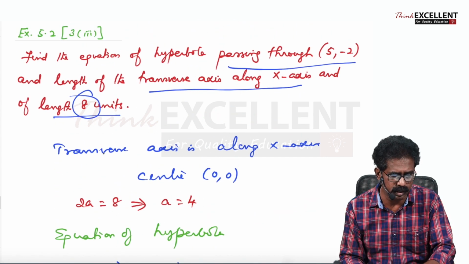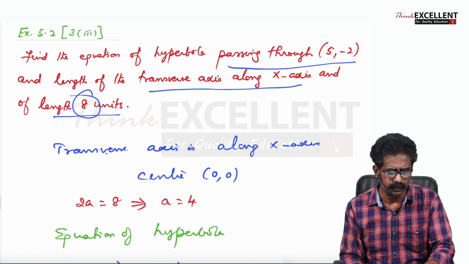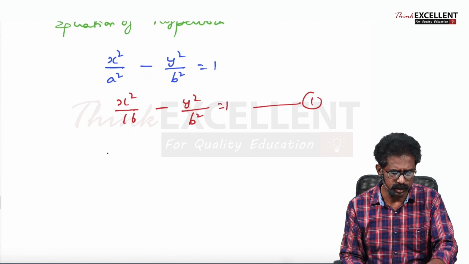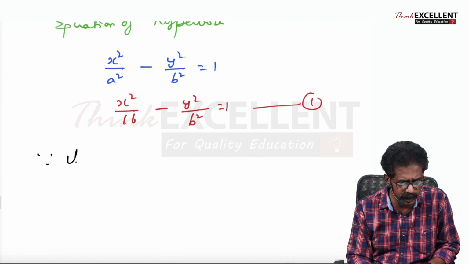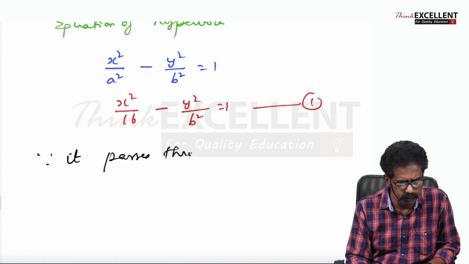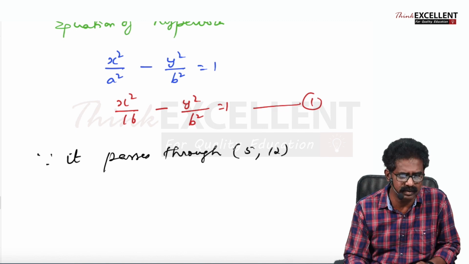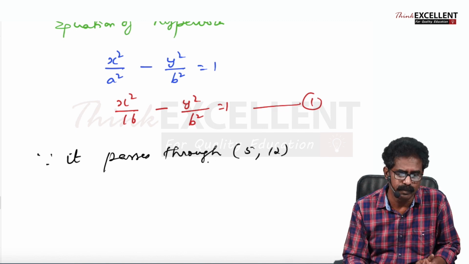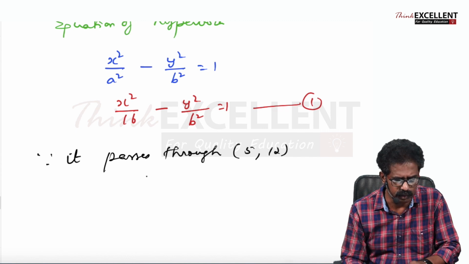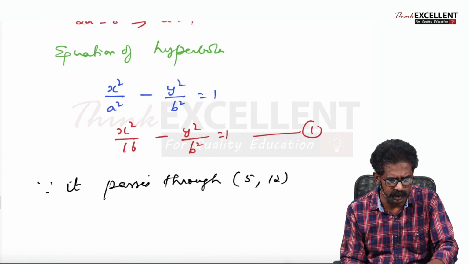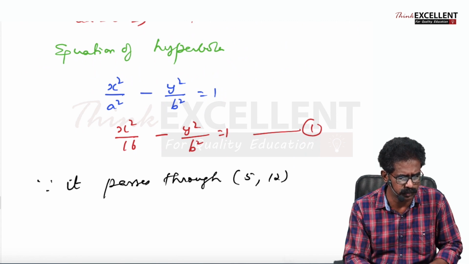For that, we make use of the condition that it passes through. The hyperbola passes through 5, 12. So since it passes through the point 5, 12, the point must satisfy the equation. So for x you put 5 and y you put 12. The y value is, sorry, it is not 12, it is 5, minus 2.